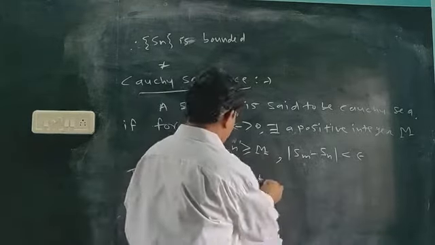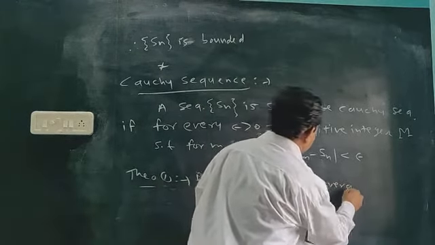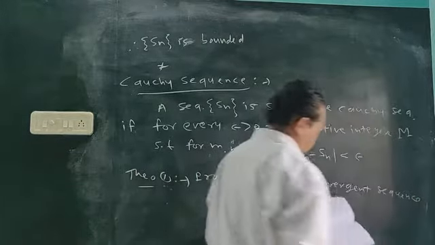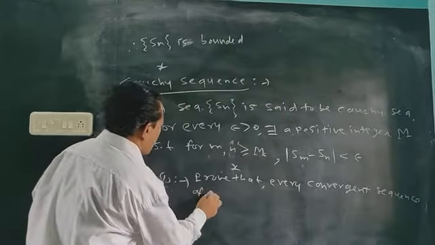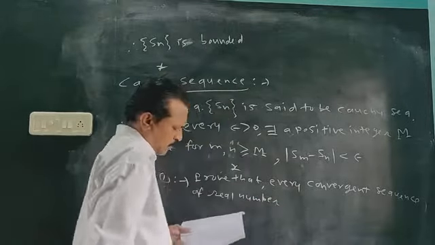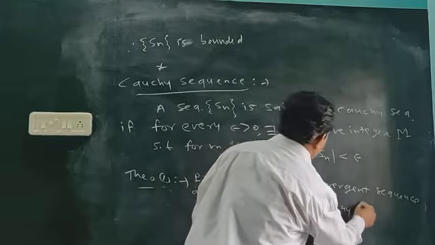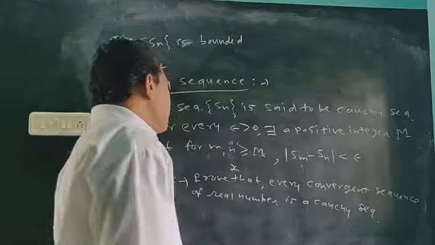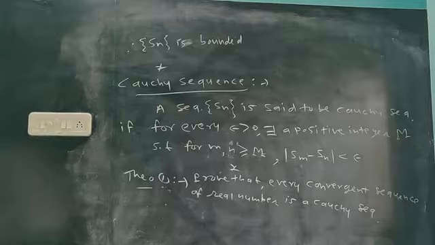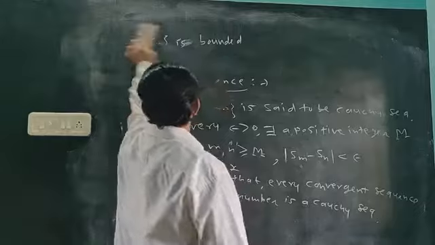Prove that every convergent sequence of real numbers is a Cauchy sequence. Every convergent sequence must be a Cauchy sequence.